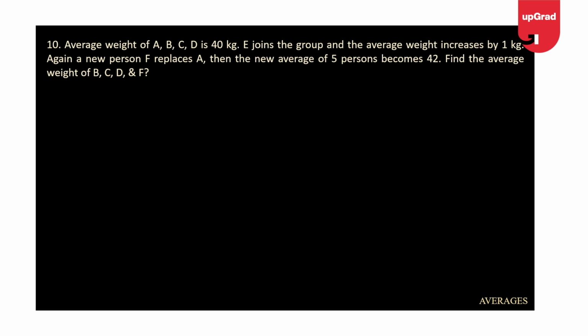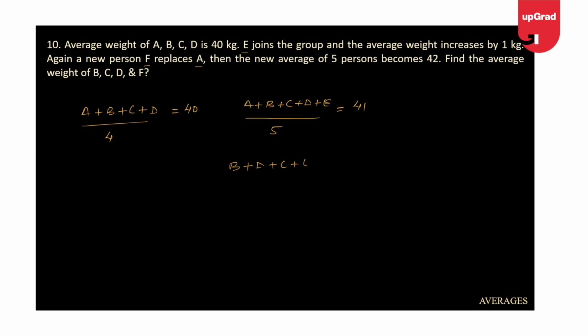Next one: average weight of A, B, C, D is 40 kilograms. I'm just going to write them in the form of equations so that you can understand it well. So the average weight is 40 kilograms. This is how I can represent it. E joins the group and the average weight increases by 1. So I'm going to put E also in the equation and we'll see what the impact is. Now there are 5 people. E joins and the average increases by 1, which means it becomes 41. Now, person F replaces A, which means A is gone.